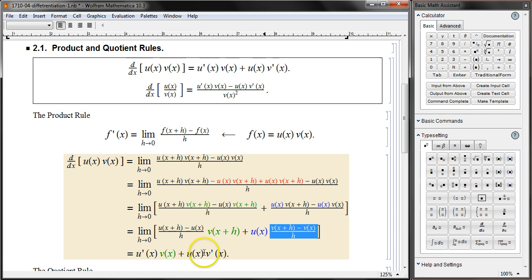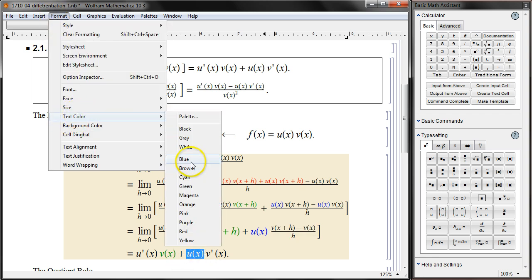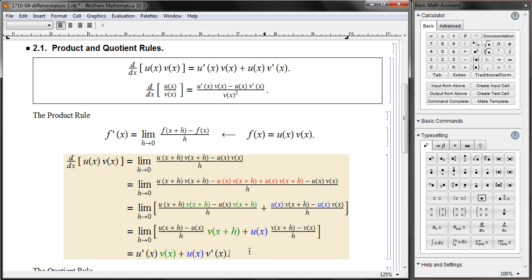This u of x highlighted in blue was taken out before, so let's keep that. And then what do we get? u prime of x, which came from this Newton quotient, times v of x, and u of x times v prime of x, which came from this Newton quotient. The product rule.